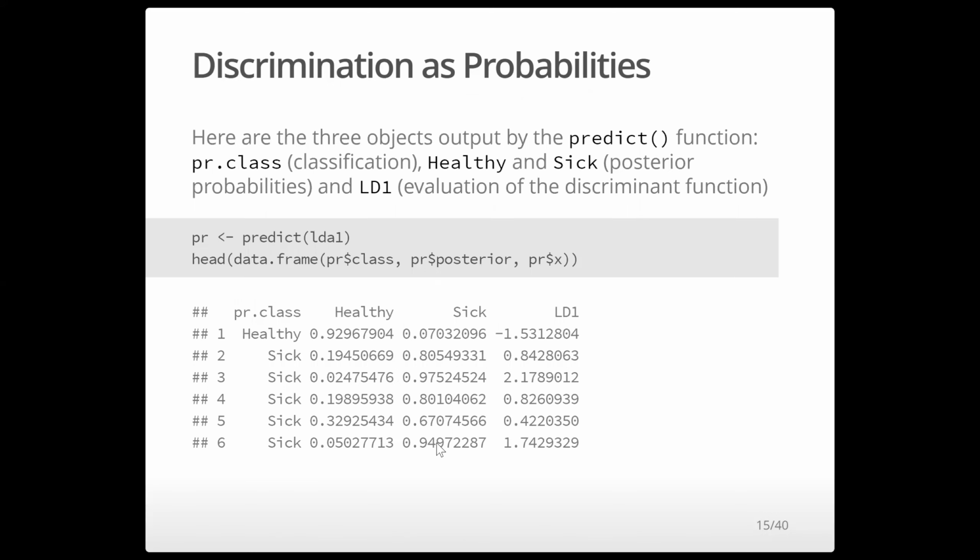So here we can see all of the output elements from the predict function. So here I'm just saving the output of predict as PR, and then I'm just looking at the class, posterior, and this X, which give us the class is the classification that we've seen. The posterior are these two sets of probabilities, so the probability for healthy and the probability for sick. And then X, which is just showing up as LD here, these are the evaluations of the discriminant function. And these are what can get converted into these probabilities.